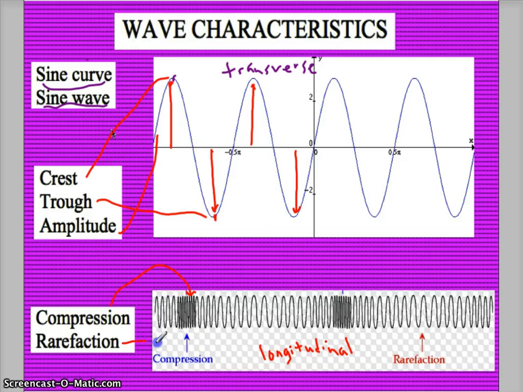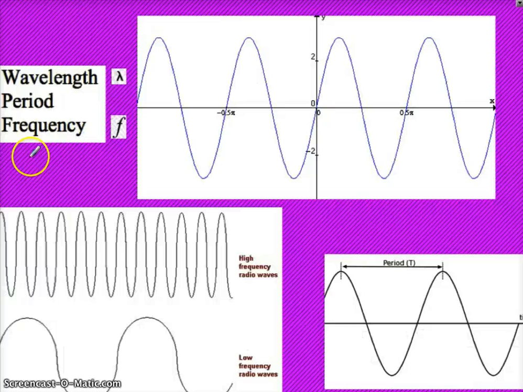Next is going to be rarefaction, which are these places where you do have a lot of space in between. In fact, I think I see rarefaction is mentioned down here. Now, we'll probably come back to this longitudinal wave. So these are some terms I'd like for you to know. And they kind of lead up to these bigger terms: wavelength, period, and frequency.